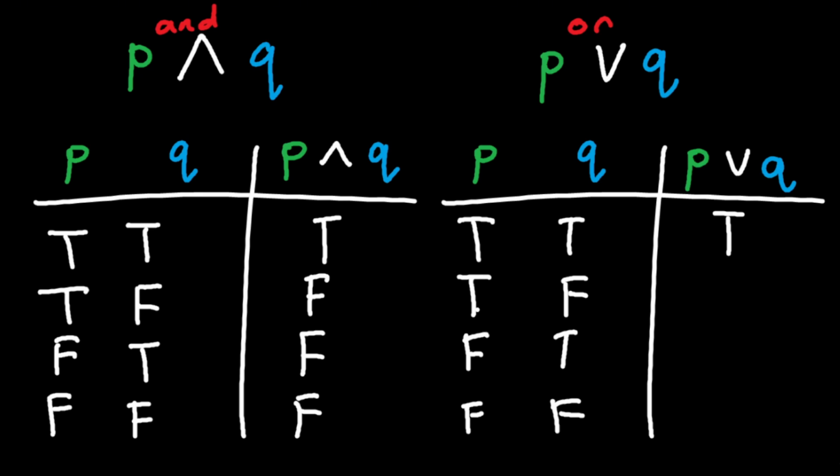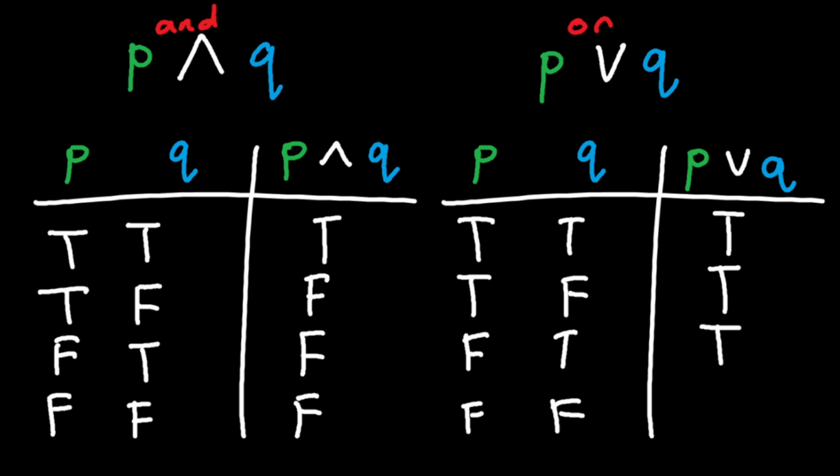Now right here, P is true, but Q is false. Here's the thing. This is an OR operation, not the AND operation. So just one of them is true, right? P is true. Therefore, the OR operation gives you back a true. In this case, Q is the one that's true. P is false. Therefore, the OR operation gives you back a true.